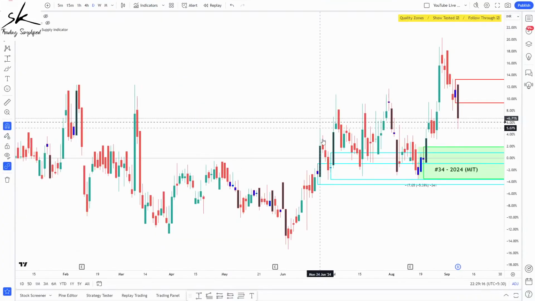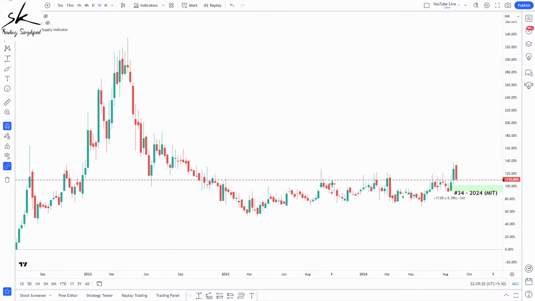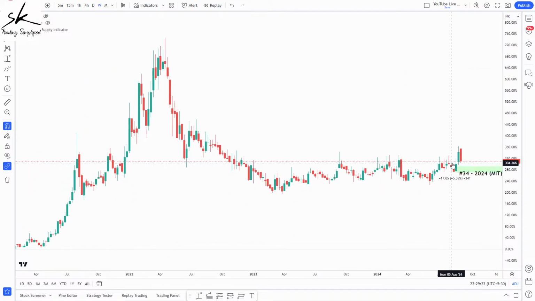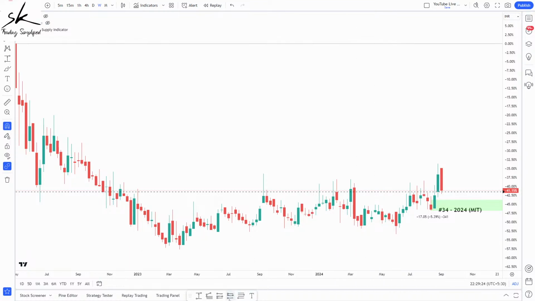So let's verify whether the zone I have identified coincides with any intermediate time frame zone. And if I go to the weekly chart, here you can see again we have a drop based rally structure. So let's mark this.